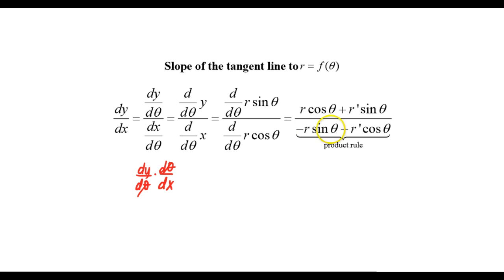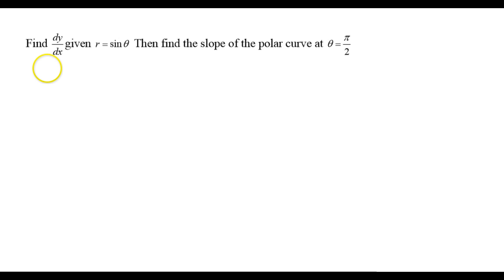r is a function of theta, and r prime is the derivative of the function of theta that r is defined to be. So it looks like a long, daunting formula, but really it's applying the product rule, using the relationship between polar and rectangular coordinates, and just remembering the slope of the tangent line is always dy dx. Alright, the formula is going to make a lot more sense when we do an example.